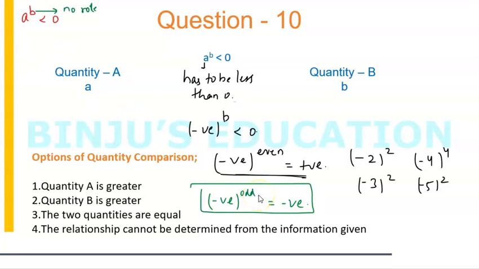Like what's minus 2 cube? Minus 8. What's minus half cube? Minus 1 by 8. What's minus 3 to the power 5? Minus 243. What's minus 4 to the power 1? Minus 4. What's minus 5 cube? Minus 125. If we want a to the power b to be less than 0, the only possibility is that we have a negative number and we raise it to an odd power.